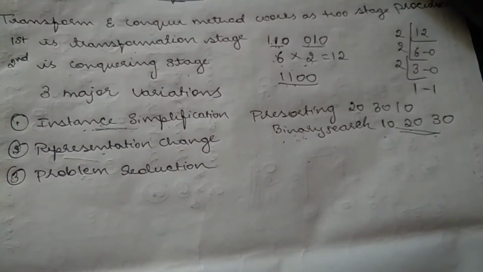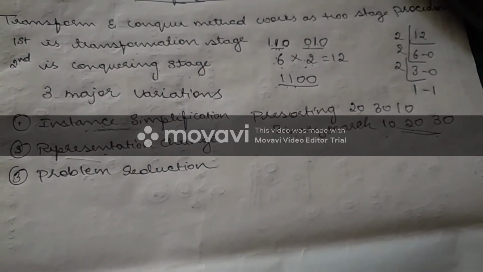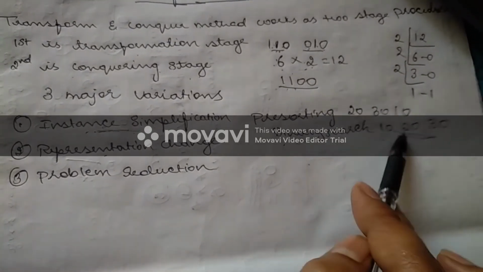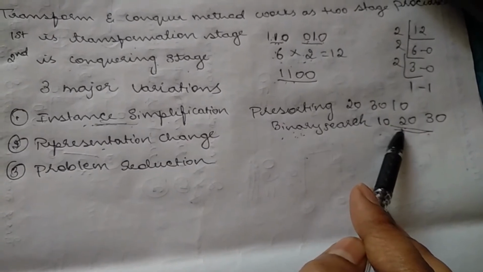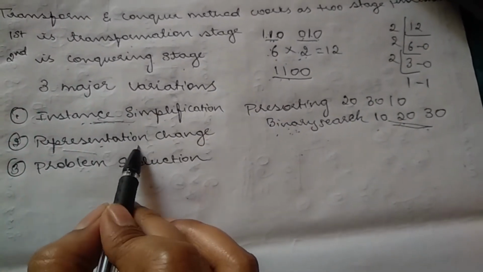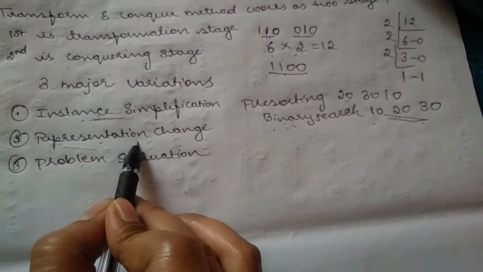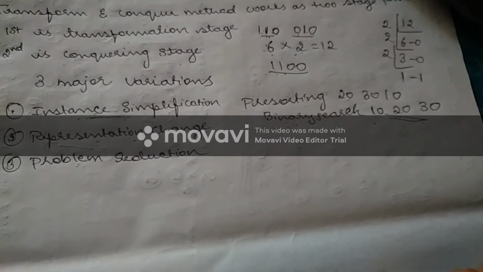What do you mean by that? Transformation to a simpler or more convenient instance of the same problem. More convenient and simpler form. I have just transformed it. This is instance simplification. Okay, next I'll go for the representation change. What do you mean by this representation change? Here it is the transformation to a different representation of the same instance.